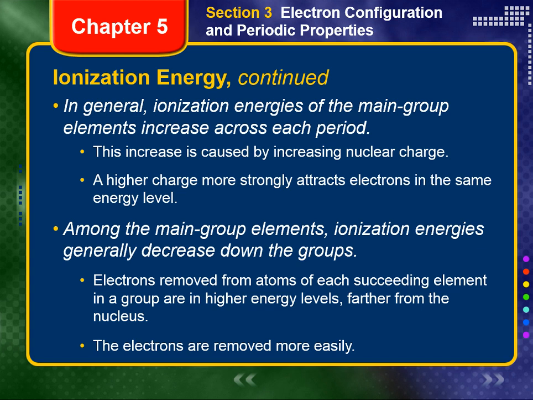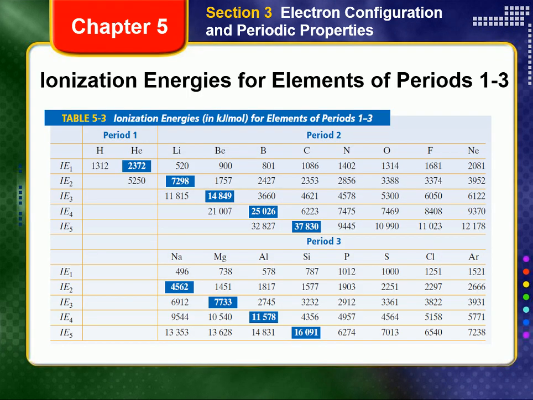Removing electrons from positive ions. With sufficient energy, electrons can be removed from positive ions as well as from neutral atoms. The energies for removal of additional electrons from the atom are referred to as the second ionization energy, IE2, third ionization energy, IE3, and so on. Table 5-3 on page 145 of your text, or on the screen now, shows the first 5 ionization energies for the elements of the first, second, and third periods.